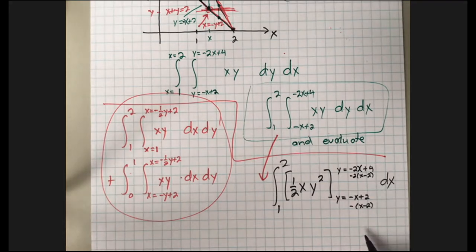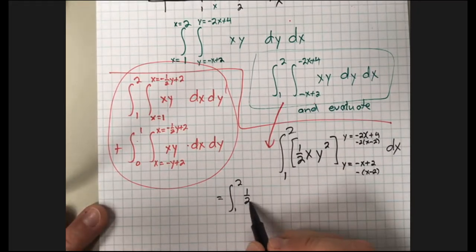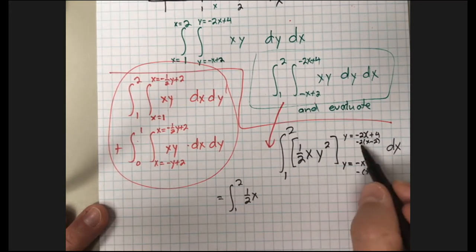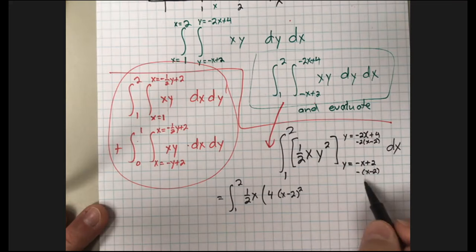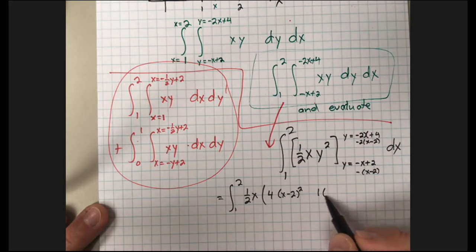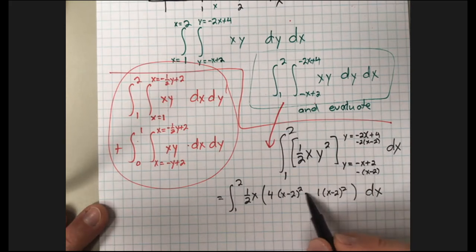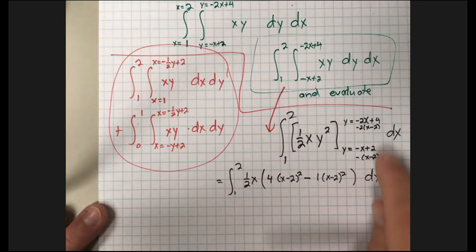Whenever you see some similarity or symmetry, you should be pulling that out. But let's write it down first. 1 to 2, 1/2 x. And that's a constant as far as the y integral is concerned. Now I put in minus 2x plus 4, minus 2 times x minus 2. What I get right there is 4 times x minus 2 squared. When I put this one in here, I get, square it, positive 1 times x minus 2 squared. Be careful. I put in the upper limit, lower limit, and subtract. So I kept this constant out front, but I have to put in the upper limit, lower limit, and subtract.